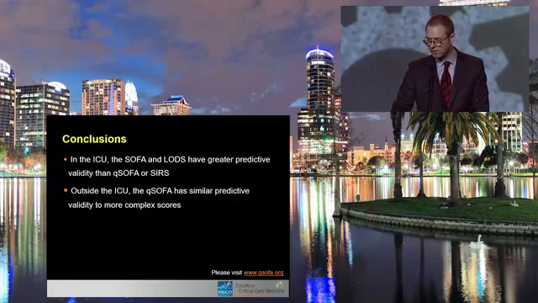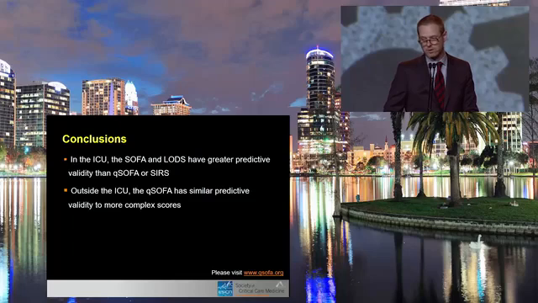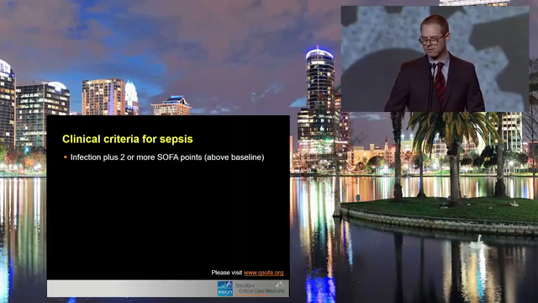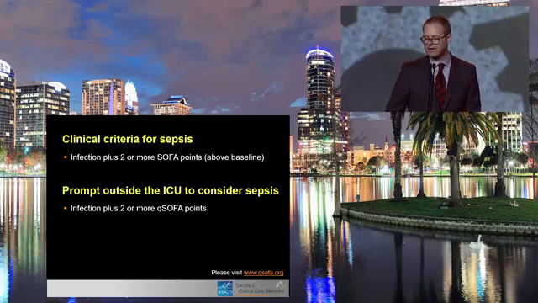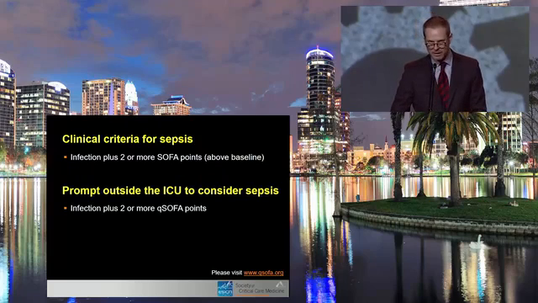Okay, so taken together, in the ICU, the SOFA and LODs have greater predictive validity than qSOFA or SIRS. But outside the ICU, the qSOFA score has similar predictive validity to the more complex scores. And these results motivated the task force to recommend clinical criteria for sepsis that are infection plus 2 or more SOFA points above baseline, and a prompt outside the ICU to consider sepsis was infection plus 2 or more qSOFA points. And with that, I thank you for your attention and point you to the website at the bottom of the screen for more details.